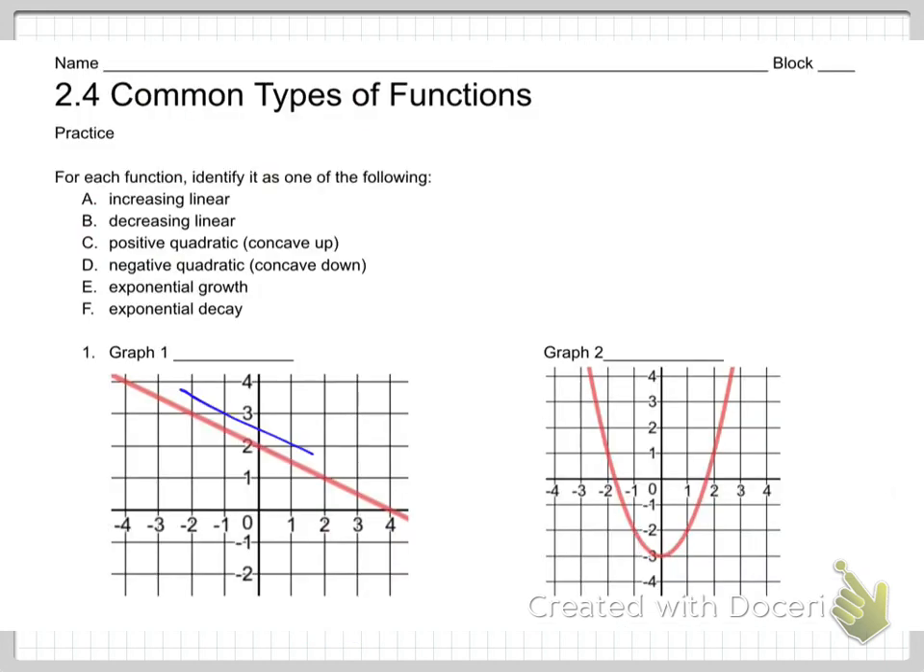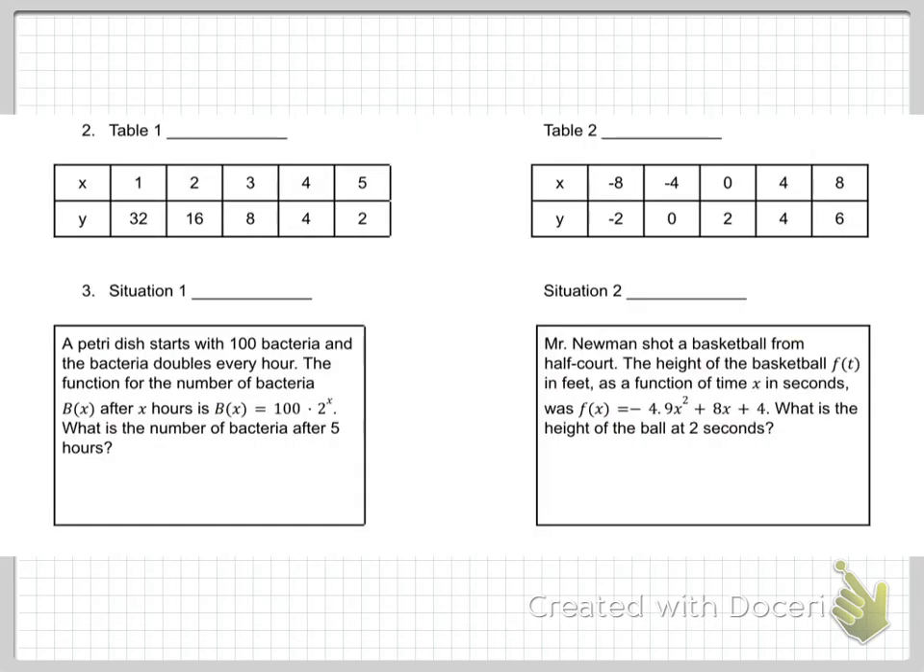For this last part, the common types of functions, graph 1 is decreasing linear because it's going down as you're going to the right, so that is B. Graph 2 is positive quadratic. That's because it's concave up. Remember, up like a cup, down like a frown.